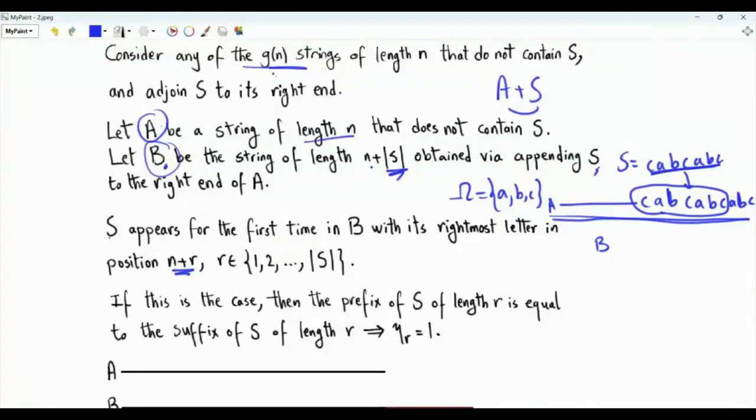Whenever we take a string that does not contain S and then append S, we get a new string. Now S is guaranteed to occur within the string. It appears for the first time with its rightmost letter in positions n plus 1 or n plus 2 all the way to n plus the length of S. If this statement is true, it must be the case that eta r is equal to 1. The prefix of string S of length r is identical to the suffix of string S of length r.